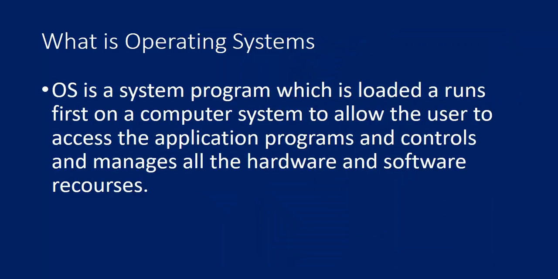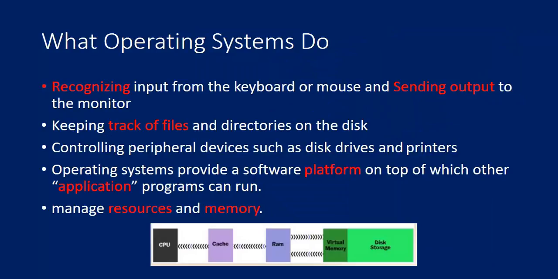Now, what is an operating system? An operating system is a system program which is loaded, it runs first on a computer system to allow the user to access the application program and controls and manages all the hardware and software resources. What do operating systems do? Recognize input from the keyboard or mouse and send output to the monitor, keep track of files and directories on the disk, control peripheral devices such as disk drives and printers. An operating system provides a software platform on top of which other application programs run and manage resources and memory.